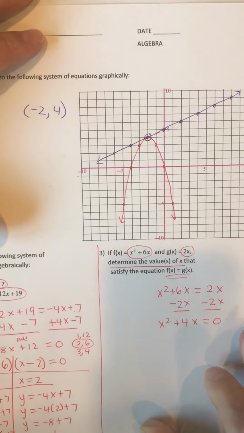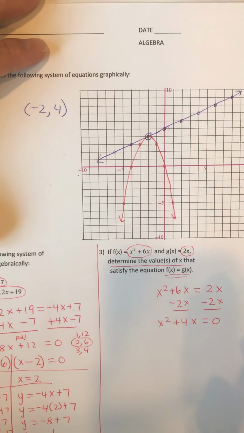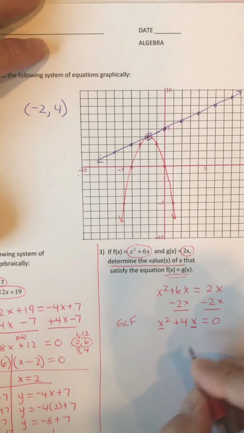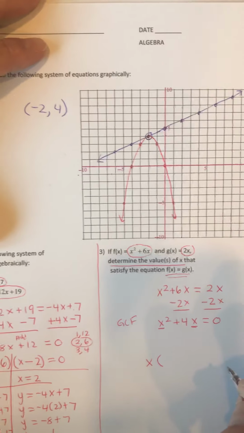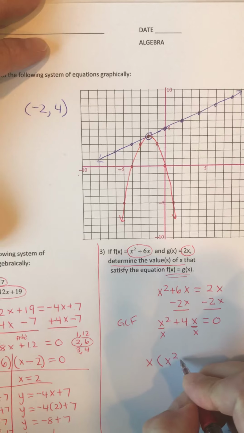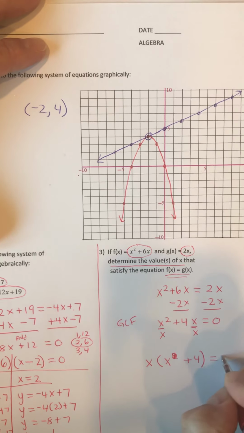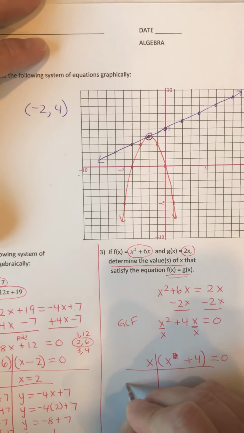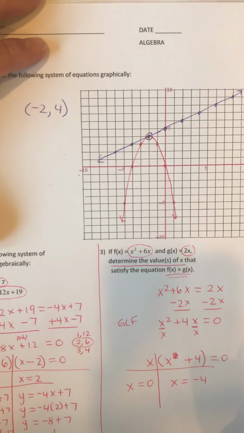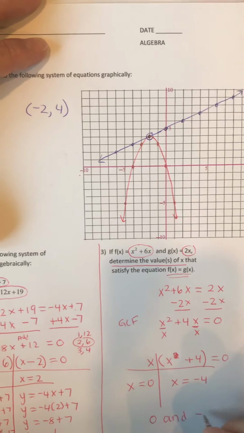All right, you should notice that this is not a trinomial. You should realize that it is a GCF type, right? They both have an x. So we're going to take out our common factor of x. So we're going to divide both terms by x. And we're going to get x plus 4 equals 0. And our two solutions are going to be x equals 0 and x equals negative 4. All right, it says determine the x values. So our values are 0 and negative 4.